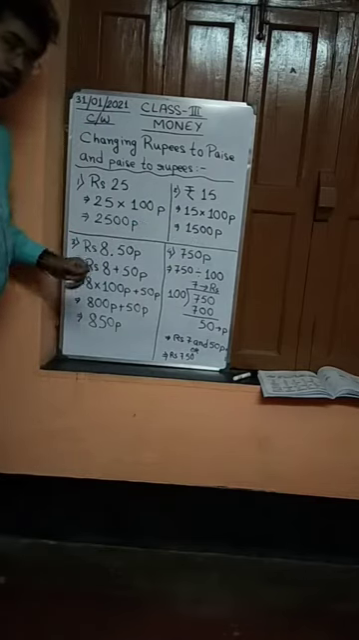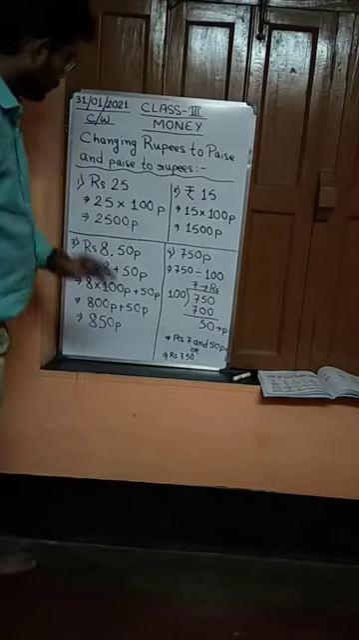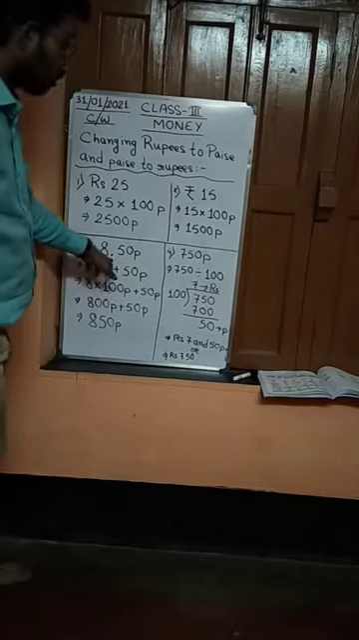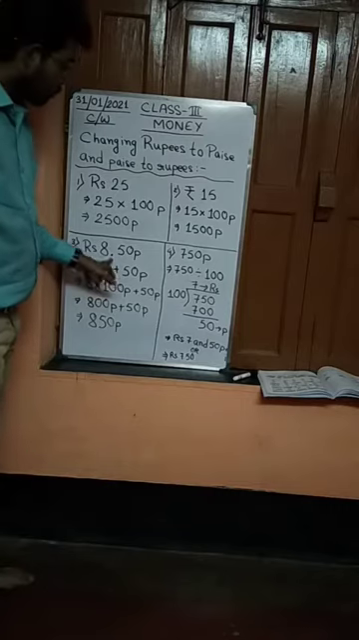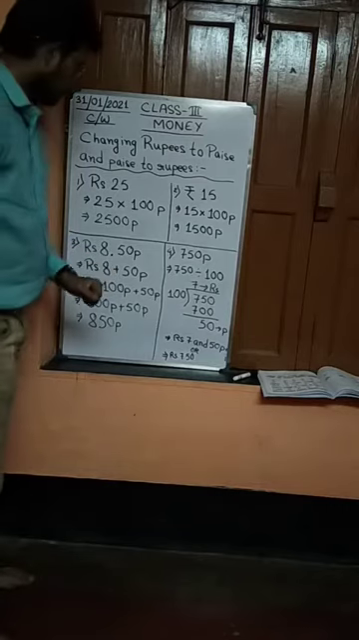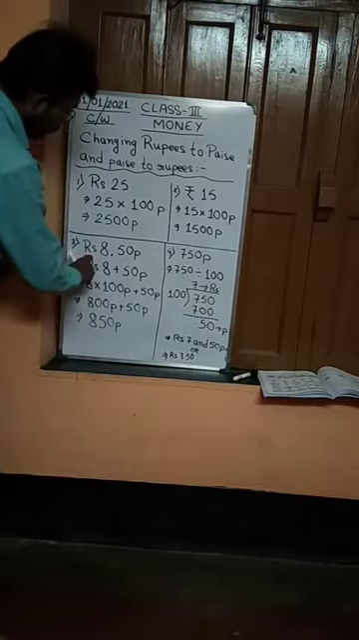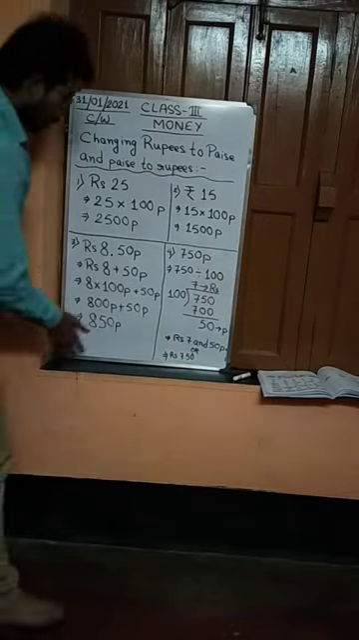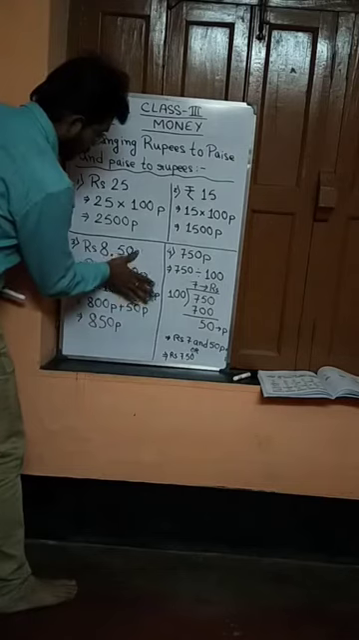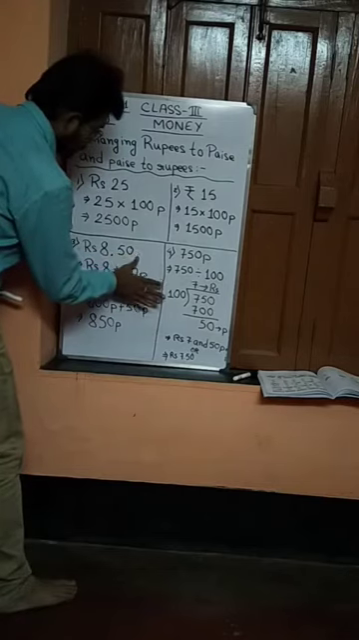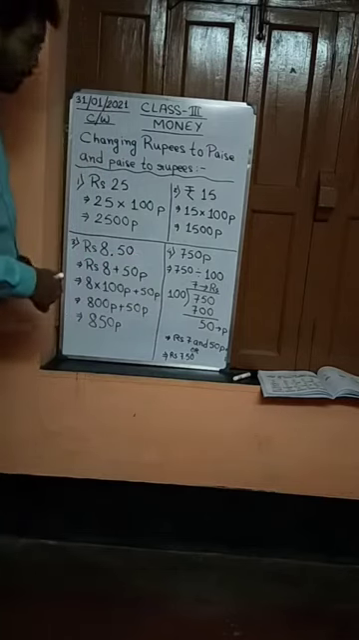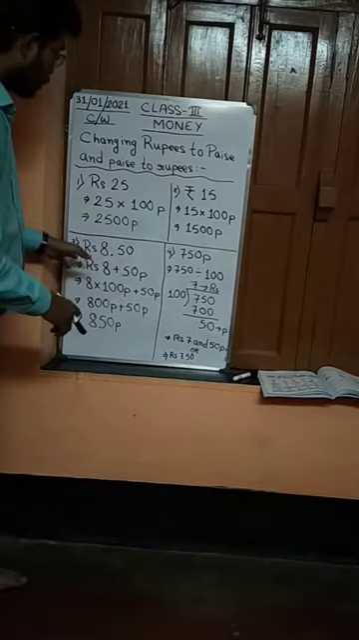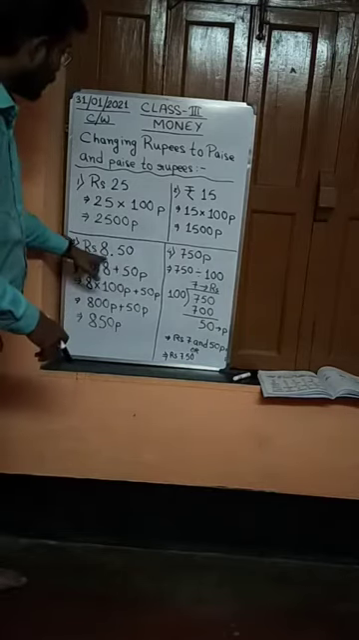Now you will be surprised, what is this? See students, this is called a point. Why do we use this point? See, this is rupees 8.50. Whenever you write the point, the paise is not written here. So the question will be rupees 8.50.